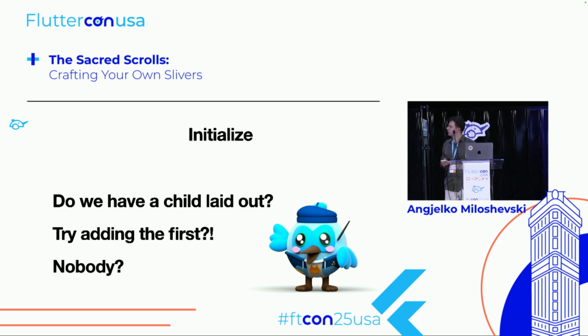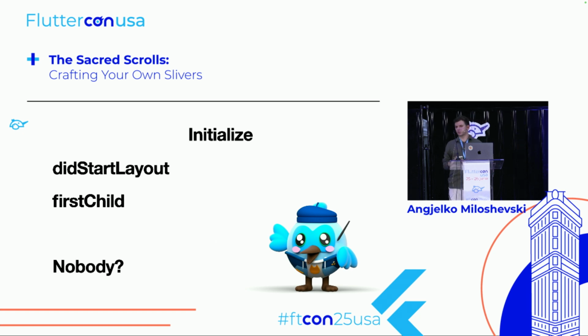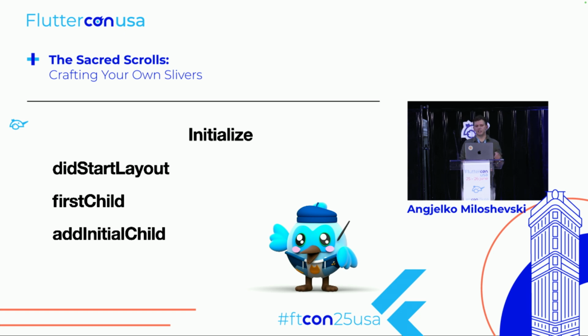And all of this has its own methods or properties, like the did start layout of the child manager. Then we have the first child property, which checks if the first child is available or not. If the first child is not available, we call, as I mentioned earlier, the add initial child, which returns a boolean. And lastly, if it's not able to add it, we call the did finish layout method of the child manager and set the geometry to zero.